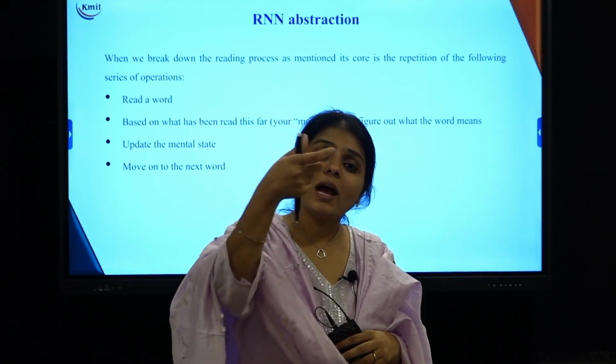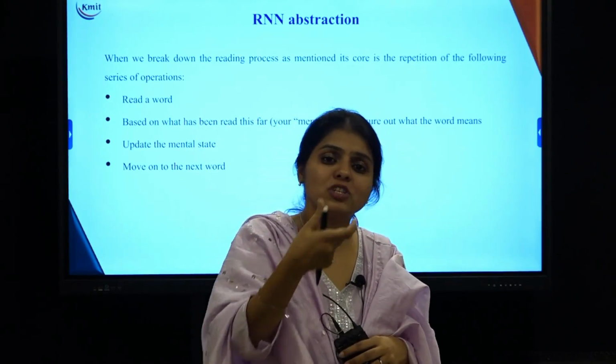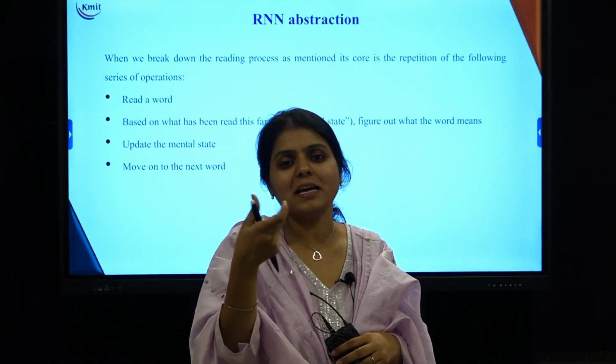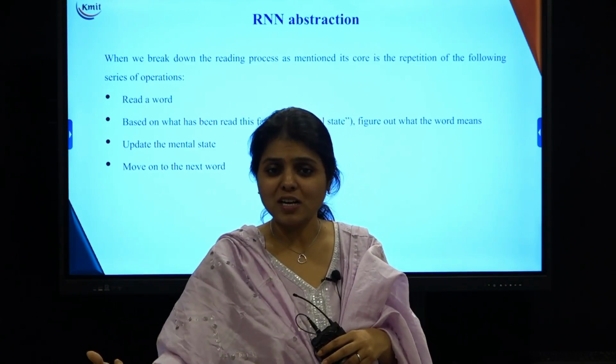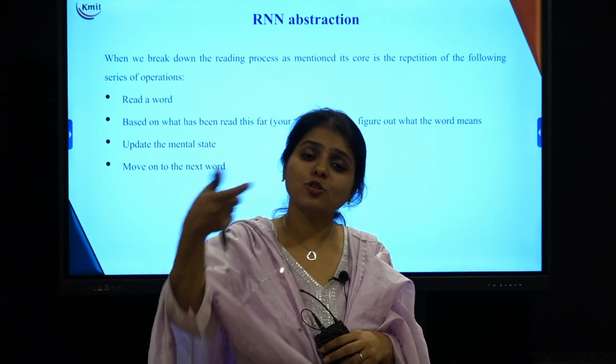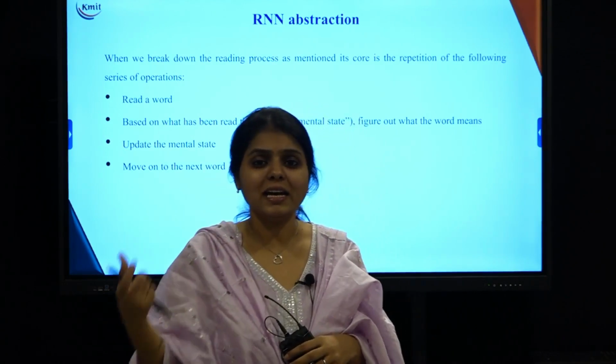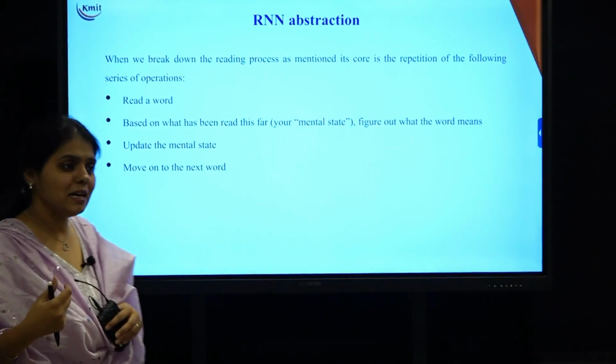Then I try to add this am to the previous word, which is I, and I make a sentence, I am. Afterward, I move on to the next mental state, which is Asha, and I add this Asha to the previous two words, which are I and am. So this is all about your RNN abstraction.